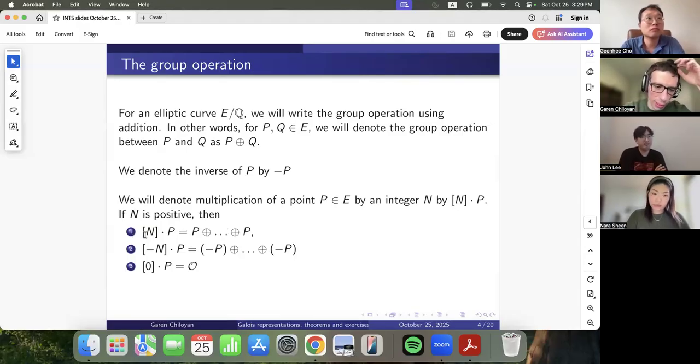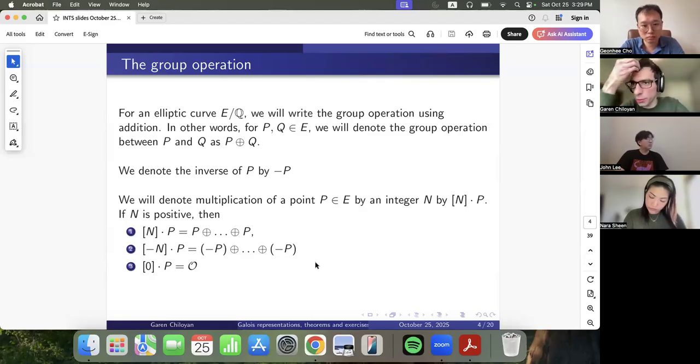We'll write using square brackets. On the other hand, what if I want to add P to itself a negative number of times? That's the same thing as adding negative P to itself that same number of times, taking the positive amount. So [negative n]P is adding negative P to itself n different times. And of course, [0]P is what we designate as the zero point on the elliptic curve. That is going to be O, the point at infinity, (0, 1, 0).